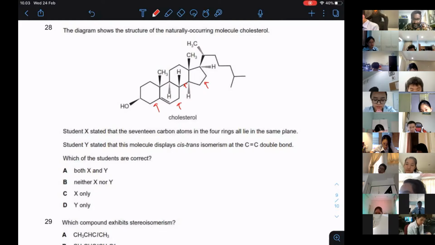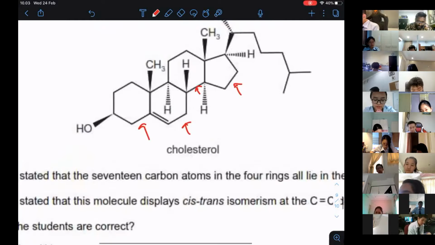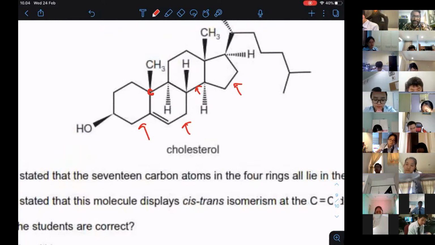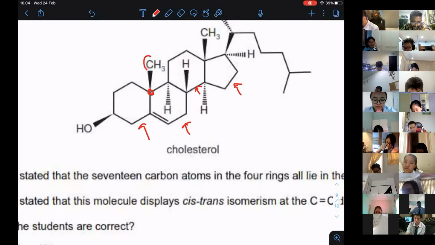The answer is, okay, you look at this carbon here. If you have carbon and they have 4 bonding, what kind of structure will they form, Ella? Tetrahedral. Yeah, tetrahedral, and they are 109.5 degrees. So that is already a giveaway that this carbon and this carbon and this carbon and this carbon are not in the same plane. They are going to be in this form.